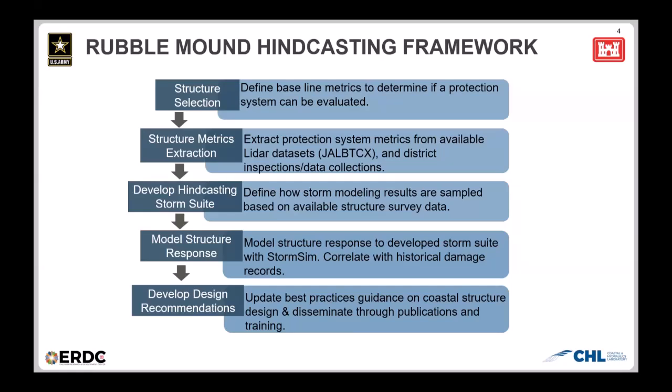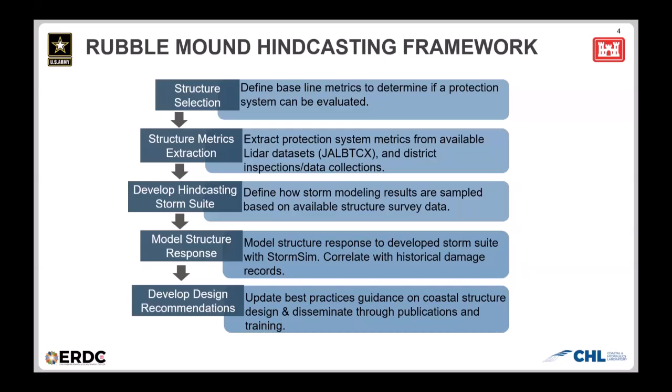Then once we set up that hindcasting storm suite, we can go ahead and actually model the structure response. This is where StormSim comes in. The idea here is to use StormSim to model the progression of damage on Rubble Mound structures across the US and try to correlate that with whatever data records we're able to find for the system.